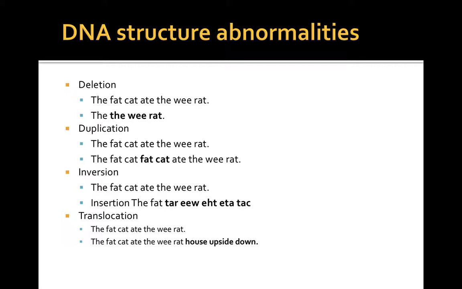Translocation is the transfer of a part of one chromosome to a non-homologous chromosome. This is illustrated on this slide as the fat cat ate the wee rat house upside down, and this is seen in cancer.